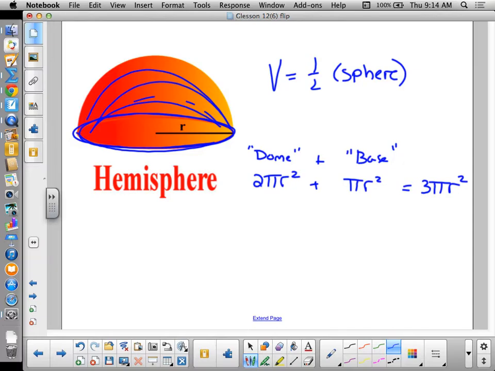But that's the formula for the total surface area of a sphere, hemisphere, excuse me. Just 3 pi r squared. So, if my radius here happened to be, say, 6 inches, then my total surface area would be 3 times pi times 6 squared, which is 3 times pi times 36, or 108 pi inches squared.